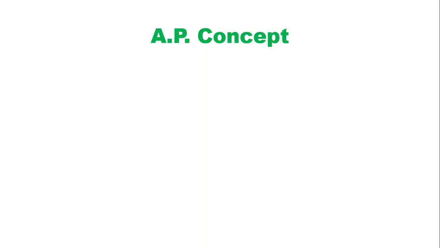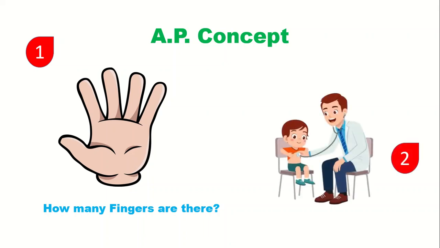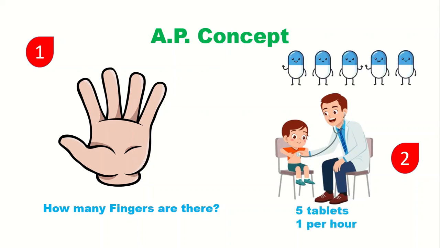So for the arithmetic progression concept, I will ask you 2 questions. The first question is, how many fingers are there in my hand? And the second question is, you consider me as a doctor and I gave you 5 tablets and you have to take each pill after 1 hour. That is, you take a pill, wait 1 hour, then take the second pill. In this manner you have to complete the 5 pills. So how many hours will you take to complete the full course of 5 tablets?